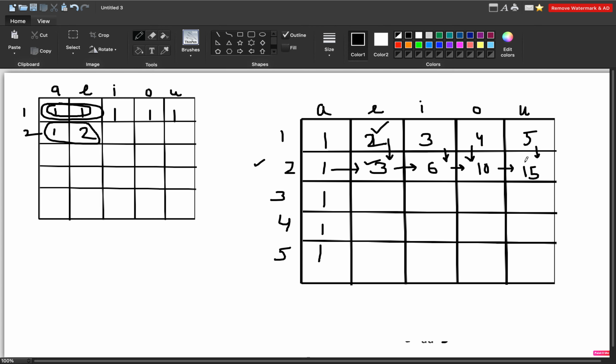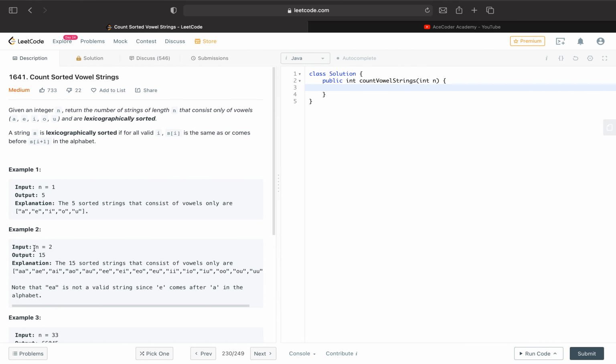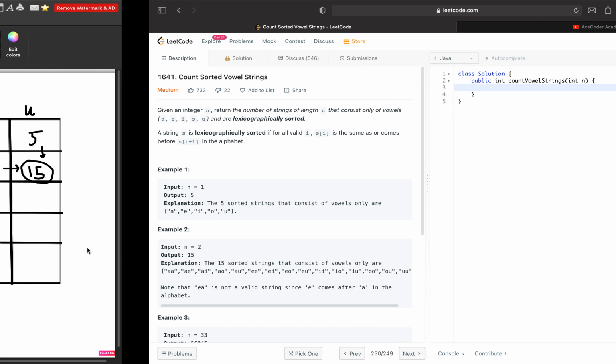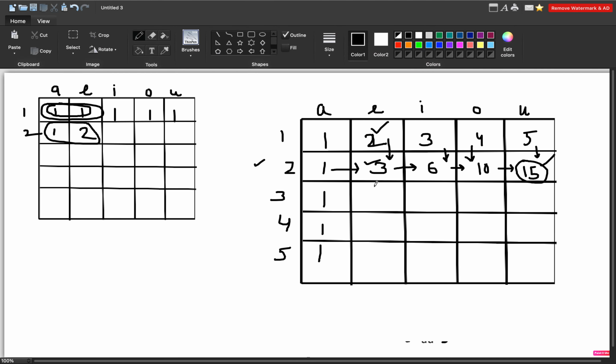Now we can verify our answer. Yes, it is 15 only. We will just return this index if n was equal to 2. You can see also, for n equal to 2 the answer is 15. We will simply return this index.